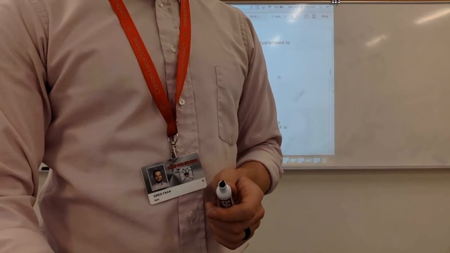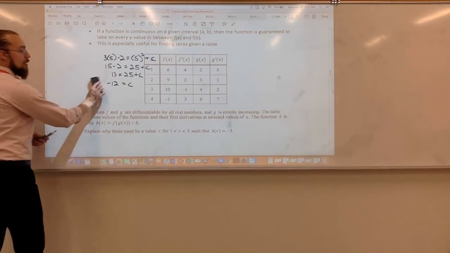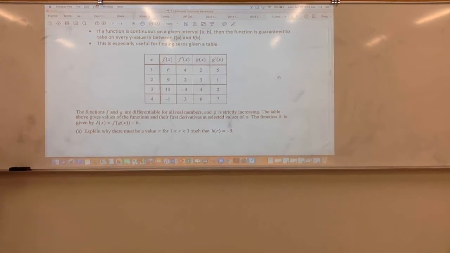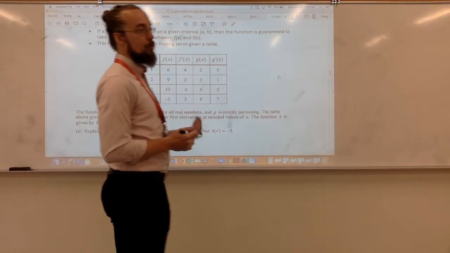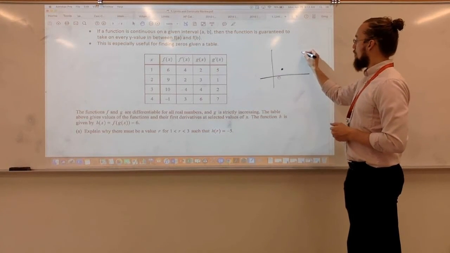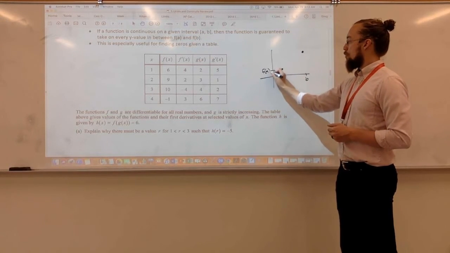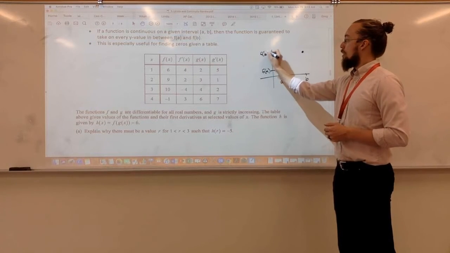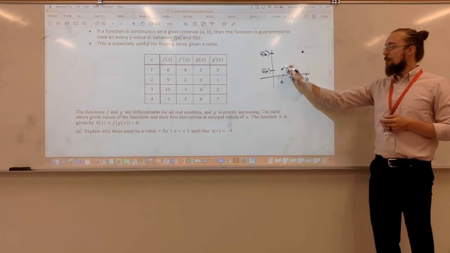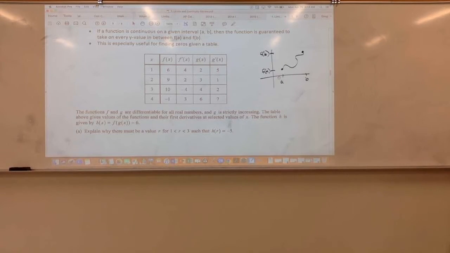They also like tables. So real quick, intermediate value theorem. The intermediate value theorem basically just says, if we have a continuous function, then the function is guaranteed to take on every y value in between two endpoints. If I've got these two endpoints, A and B, then this is my y value associated with each point. If this is continuous, no matter what the function does, I'm guaranteed to hit every y value in between. That's all the intermediate value theorem says.